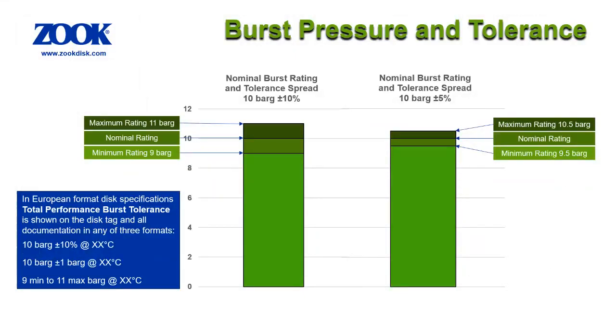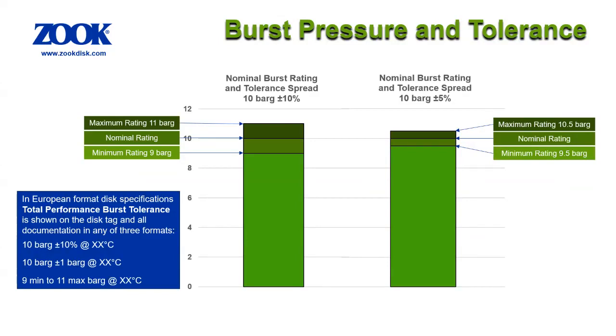This slide shows the different tolerances that are specified in European format. We can have a nominal rating with tolerance or state this as a minimum and maximum range. What this gives the user is a fully transparent indication of the expected rupture disk performance. On the left chart, we have a standard tolerance disk with tolerance of plus or minus 10%. If the process demands a tighter tolerance, we can go to the right-hand chart where we have the same nominal rating, but a tighter tolerance.